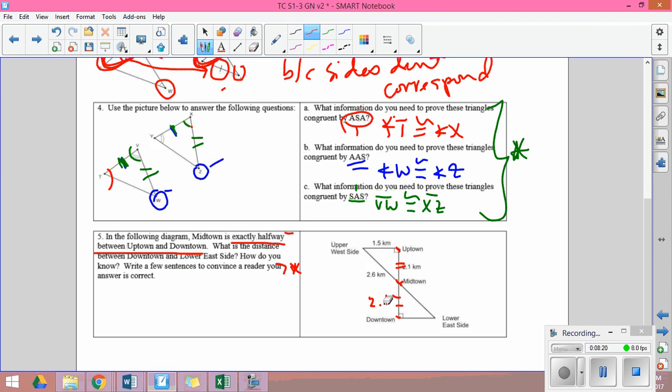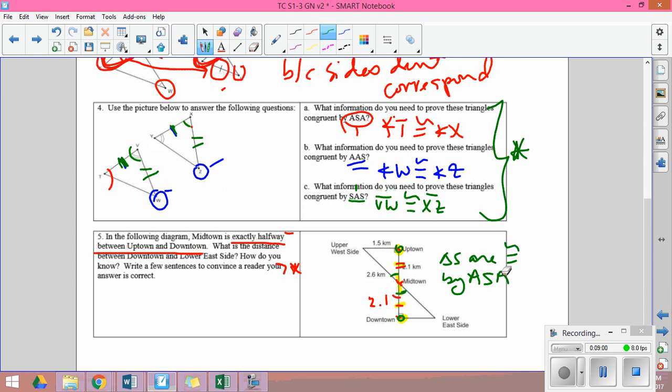And when I look at this picture from way back in Unit 1, I know that this angle and this angle are equal by vertical angles. And 90-degree angles are equal because 90 equals 90. And when I look at that, I have an angle congruent to an angle, a side congruent to a side, and two more angles congruent. And so that means these triangles are going to be congruent by angle, side, angle.